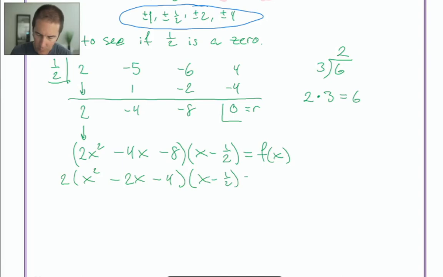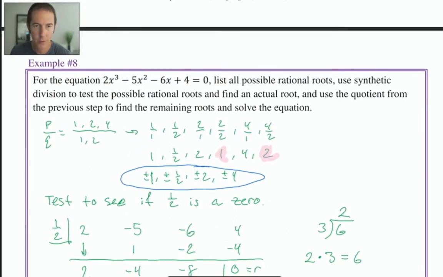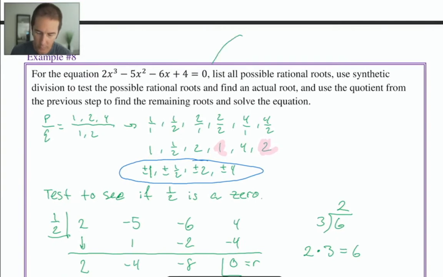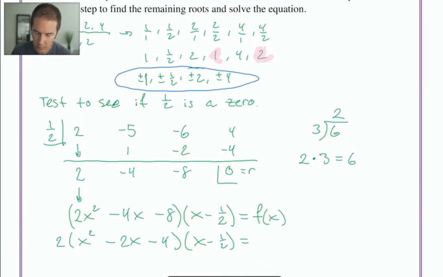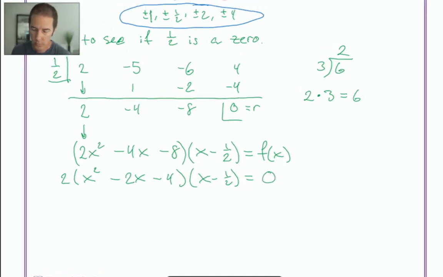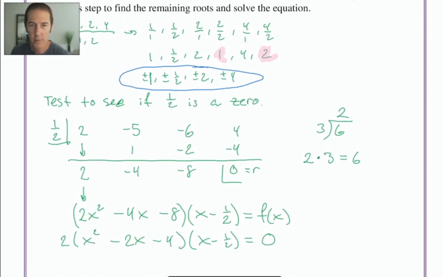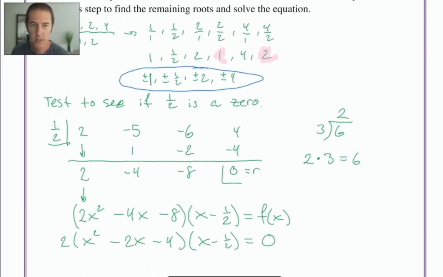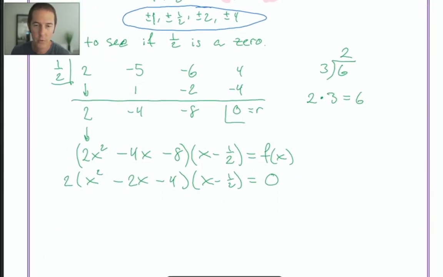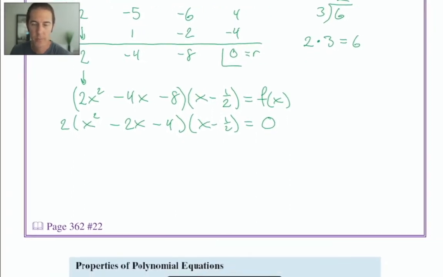Now this is equal to our function. However, notice that our original function is set equal to 0. So this 0 right here, I'm going to replace my f of x with a 0. And at the very top of the screen there, you see our last set of instructions says solve the equation. In other words, we're trying to find the x values that make this equation equal to 0.